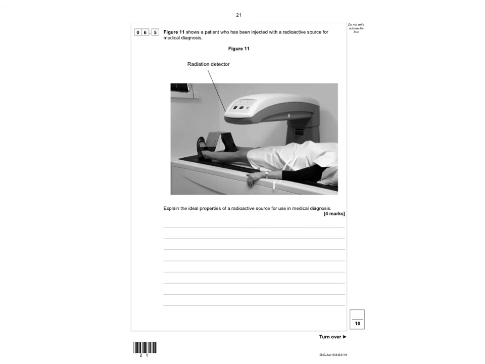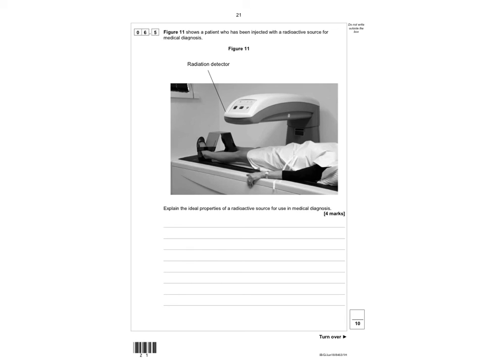And finally, on to question 6.5. So figure 11 shows a patient who has been injected with a radioactive source for medical diagnosis. Explain the ideal properties of a radioactive source for use in medical diagnosis. So we've just been talking about half-life. Previously, it was a very long half-life, whereas in a person, if you're injecting them, you don't want them to be radioactive for very long. So what you need to do is make the half-life nice and short.